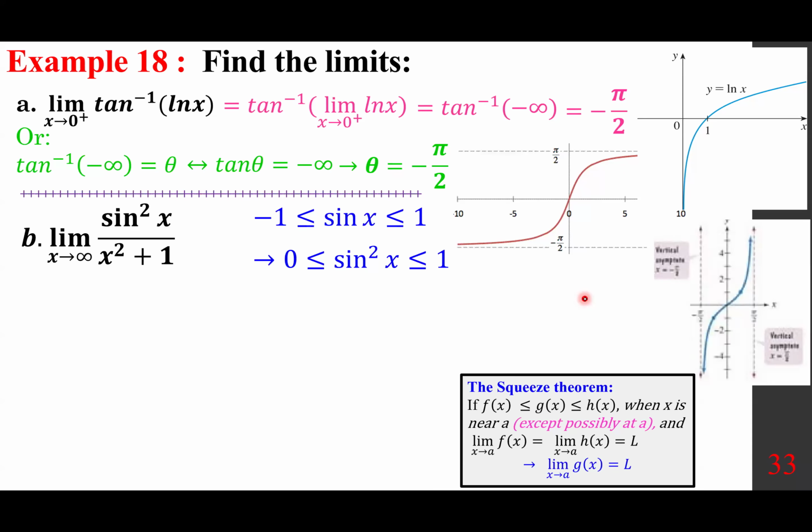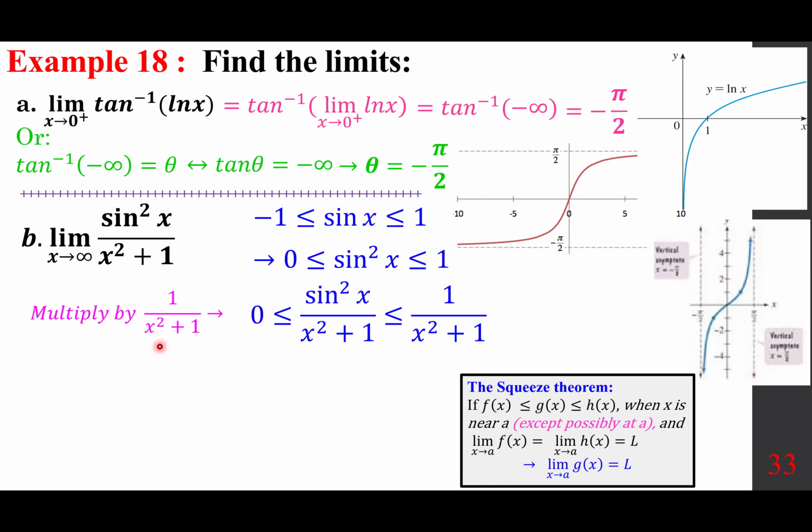We are going to make it look like this. The x squared plus 1 in the denominator is missing. So we're going to multiply by 1 over x squared plus 1. And remember, with inequality, it can flip over if you multiply or divide by a negative. This is always positive. Left side doesn't change. The right side becomes 1 over x squared plus 1. And this is exactly what you want.